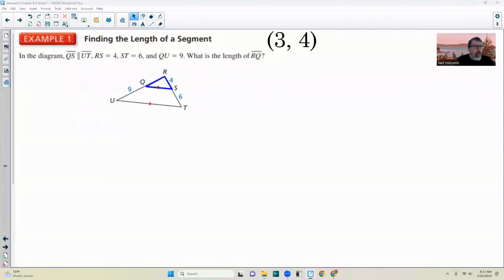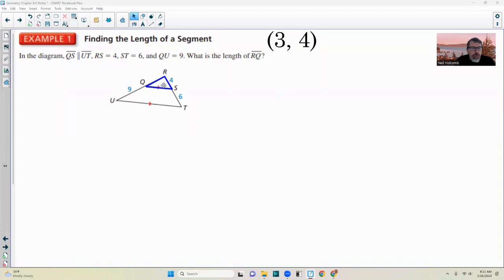Okay, so here's example one, finding the lengths of a segment. In the diagram, segment QS is parallel to segment UT, and there are the parallel markers. RS equals 4 and ST equals 6. QU equals 9. What is the length of RQ?